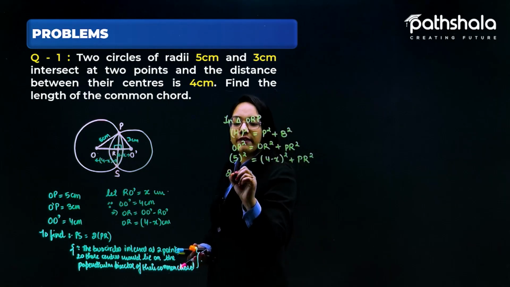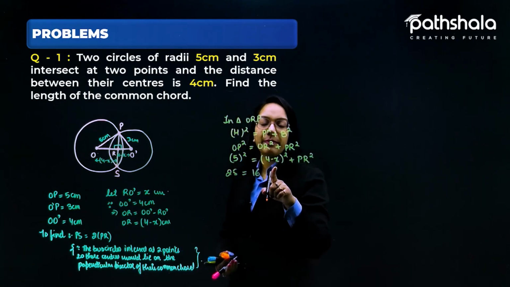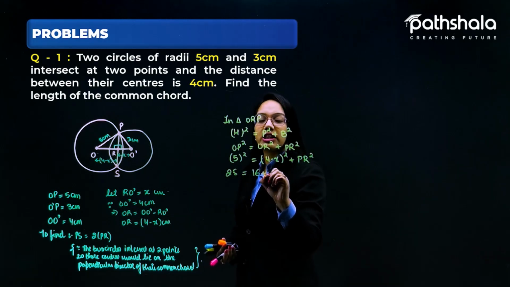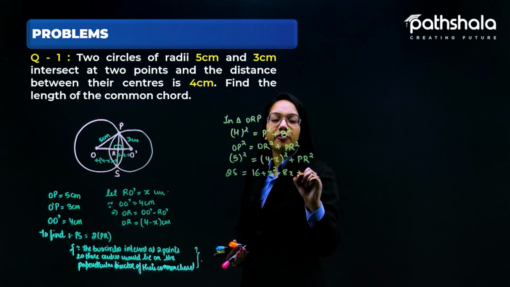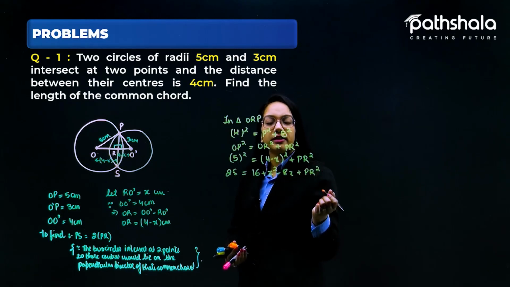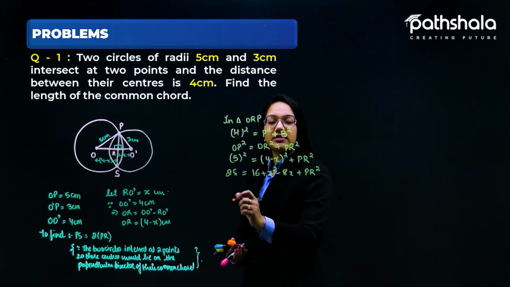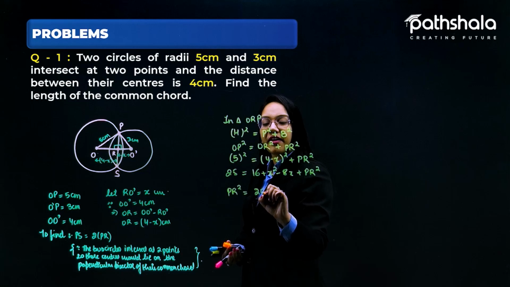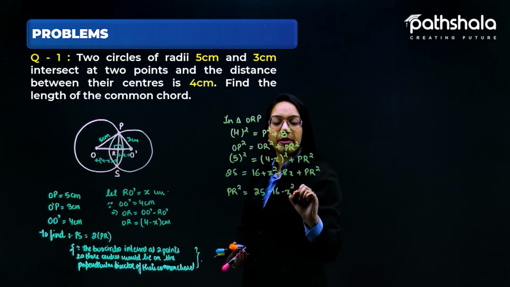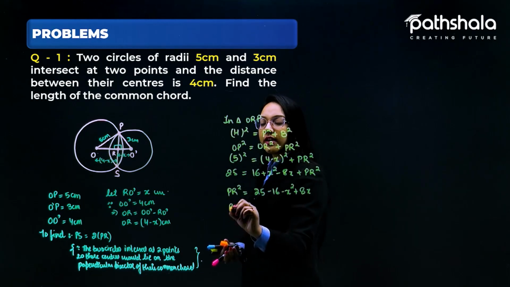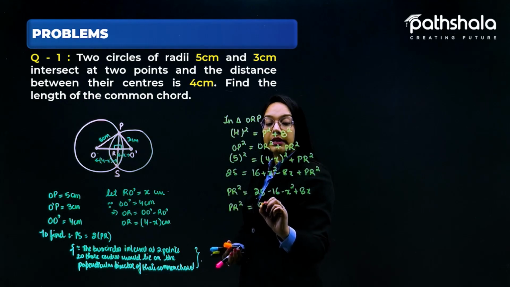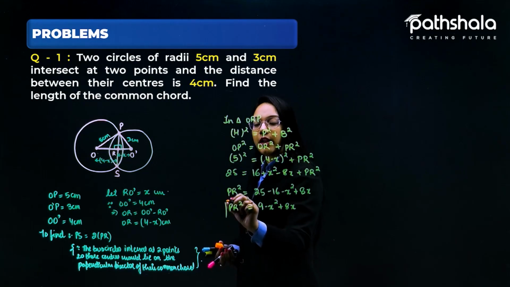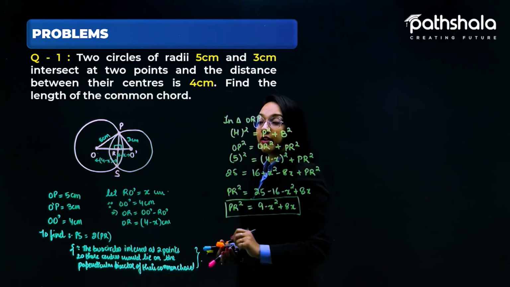So let's calculate the value. It is 25. Let's apply the algebraic identity (A minus B) whole square. So this would be 16 plus X square minus 8X plus PR square. So let's calculate the value of PR square. If I take PR square to the other side, it would be 25 minus 16 minus X square plus 8X, and at the end we get PR square as 9 minus X square plus 8X. So this is the value of PR square that I'm getting here.